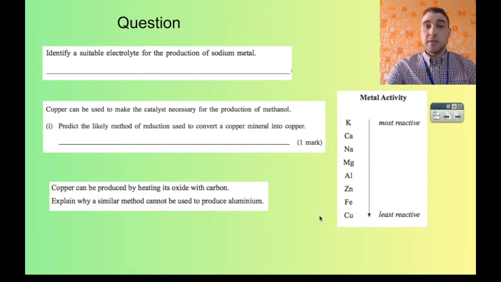Because copper is less active, it's more easily reduced. So we can use carbon as its reducing agent, whereas aluminium is more reactive, which means it's more difficult to reduce. So we need to use a stronger reducing agent than carbon or carbon monoxide.